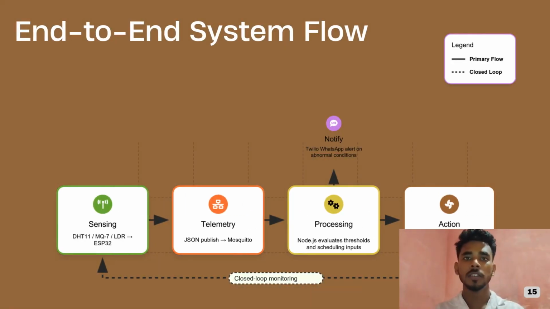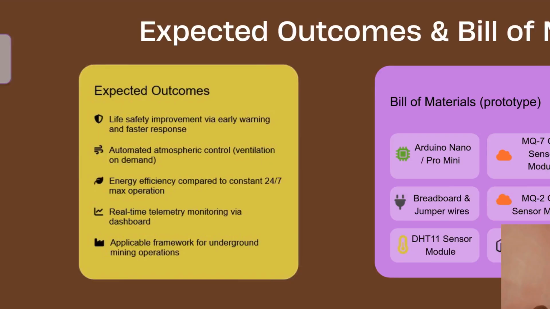Let me explain the full process. Step 1. Sensors collect air data. Step 2. Data goes to the server. Step 3. The server checks if the air is safe. Step 4. If it is not safe, it turns on fans and opens doors.